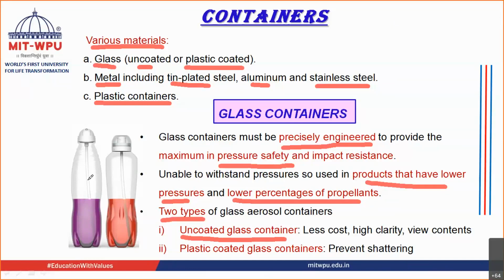Whereas the second type of glass that you have is the plastic coated glass. These give the coating to the container from outside. If some internal pressure has developed and the glass breaks from inside, this plastic coating is going to prevent the shattering of the glass. So the shattering is prevented because of this plastic coating. Now it has to not only withstand the pressure inside the container, but also the pressure.